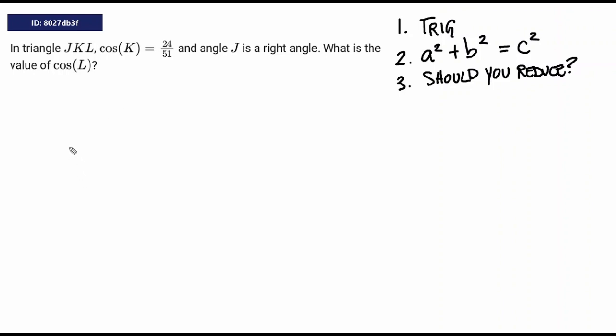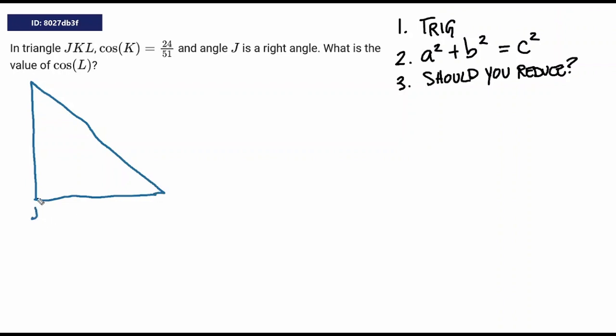Problem text says in triangle JKL, cosine K is 24 over 51. Angle J is a right angle. What's the value of cosine L? So the figure's not here. You've got to draw it. Draw it kind of big because you're going to have to draw on this figure. And you want what you draw, what you write, to be legible.